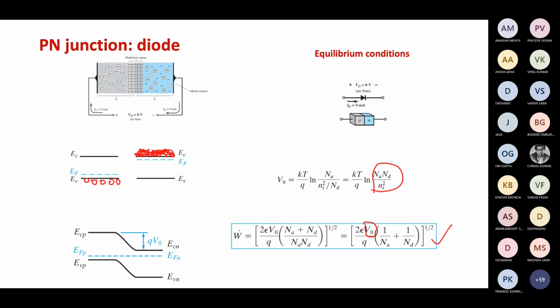In that, this V naught will reduce and these bands will start coming up. Okay, so this V naught will reduce and ECN will come up a little bit. So the distance between ECP and ECN will reduce, which means this barrier, this electron potential hill, will now become smaller. So that's why this diffusion current will become stronger. That's the situation in the forward bias. In reverse bias, this hill will increase.